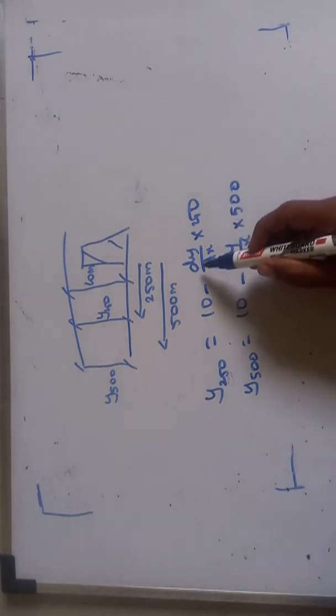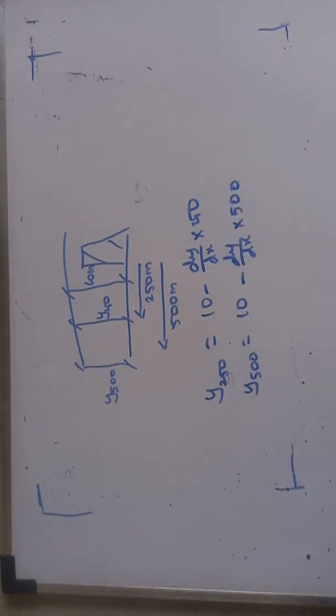Here the only unknown is this dy by dx. dy by dx is nothing but what we already calculated, the dynamic equation of gradually varied flow. If we know how to calculate dy by dx and substitute it here, then we will get y250 and y500.